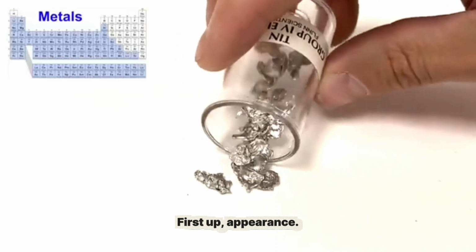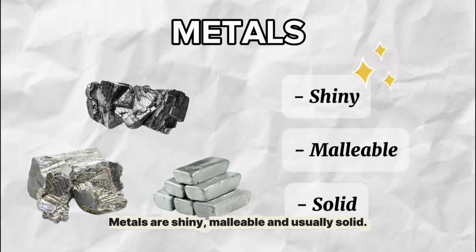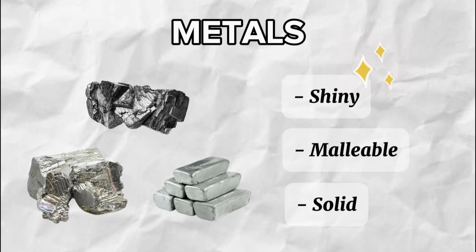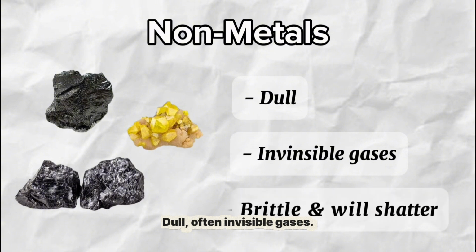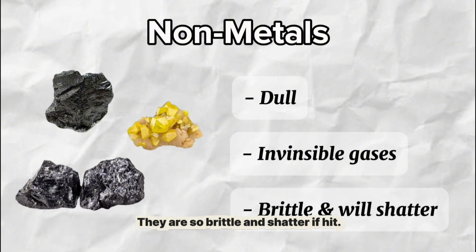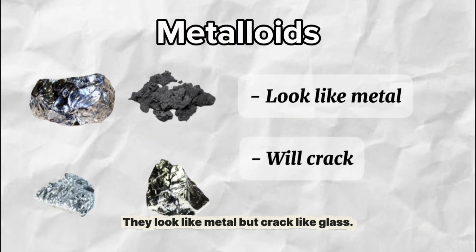First up, appearance. Metals are shiny, malleable, and usually solid, except for mercury, which is liquid. Non-metals are the opposites: dull, often invisible gases. They are brittle and shatter if hit. Metalloids are in the middle ground. They look like metal but crack like glass.